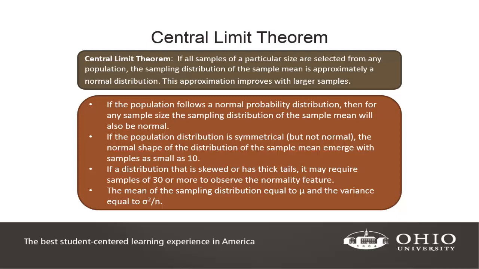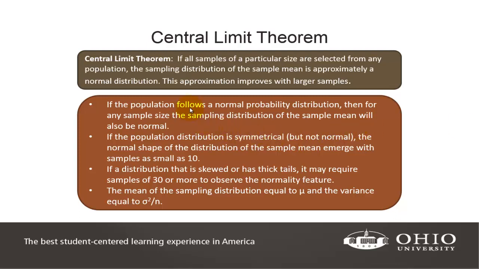The central limit theorem says, and this is very, very important, if all samples of a particular size are selected from any population, the sampling distribution of the sample mean is approximately a normal distribution, and that approximation improves with larger samples. Now, a couple things to be more specific.